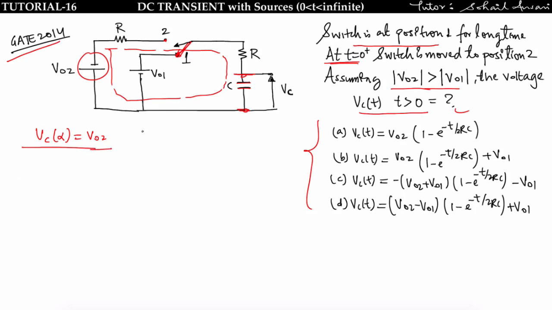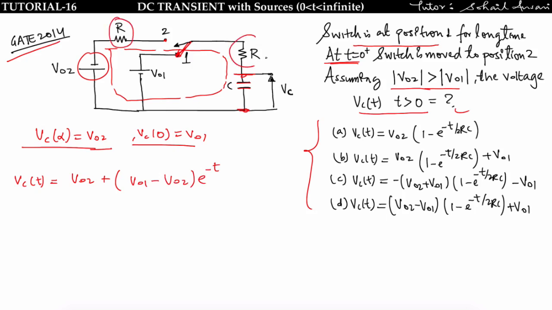Now we know Vc of infinite, we know Vc of 0, then we can easily put Vc of 0 and Vc of infinite in the voltage equation, that is Vc of t is equal to Vc of infinite, that is V of 02, plus Vc of 0, V of 01, minus Vc of infinite, V of 02, times e to the power minus t upon tau. Tau is nothing but the time constant. Time constant is R plus R, that is 2R connected in series, multiplied by C. So the time constant will be 2RC. So this is the equation of Vc of t.